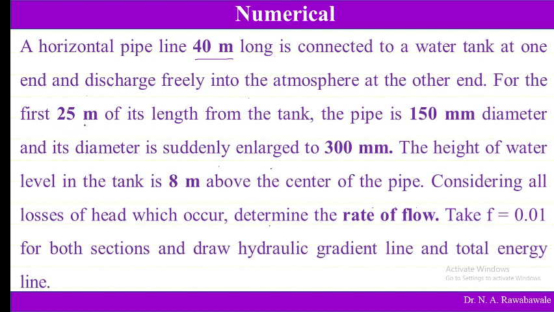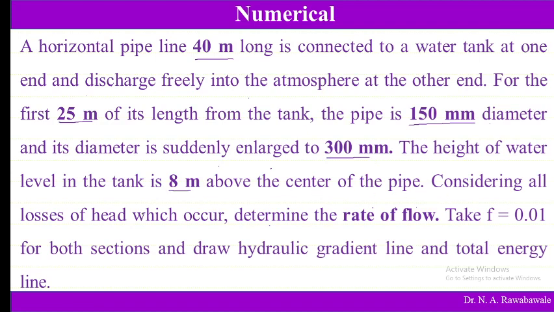For the first 25 meters of its length from the tank, the pipe is 150 mm diameter, and the diameter is then suddenly enlarged. So for 25 meters it has 150 mm diameter, and thereafter its diameter increases to 300 mm, and the height of water level in the tank, H, is 8 meters above the center of the pipe.